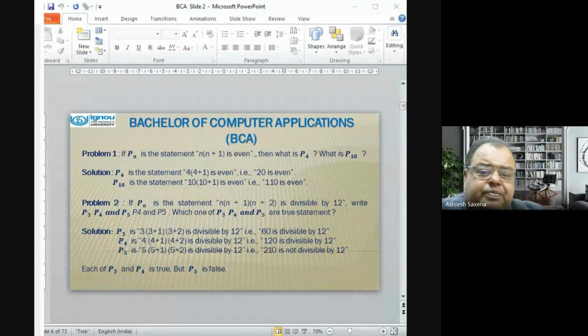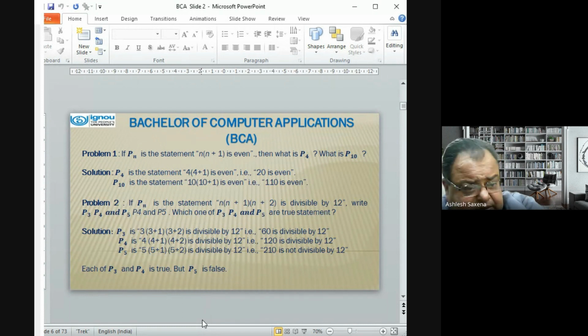Now, we have to show that. I'm talking about problem number 2, that is, if Pn is the statement n into n plus 1 into n plus 2 is divisible by 12, then we have to find P3, P4, P5. And we have to also see in which case the statement is true or false.